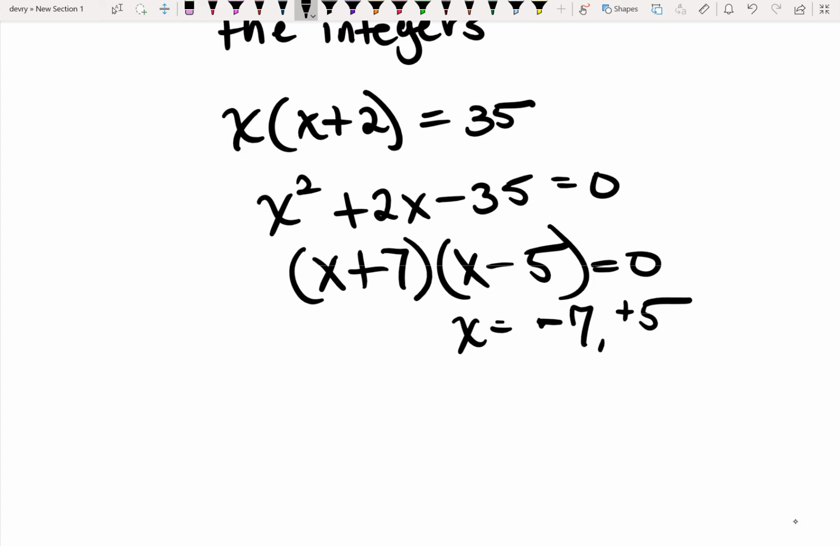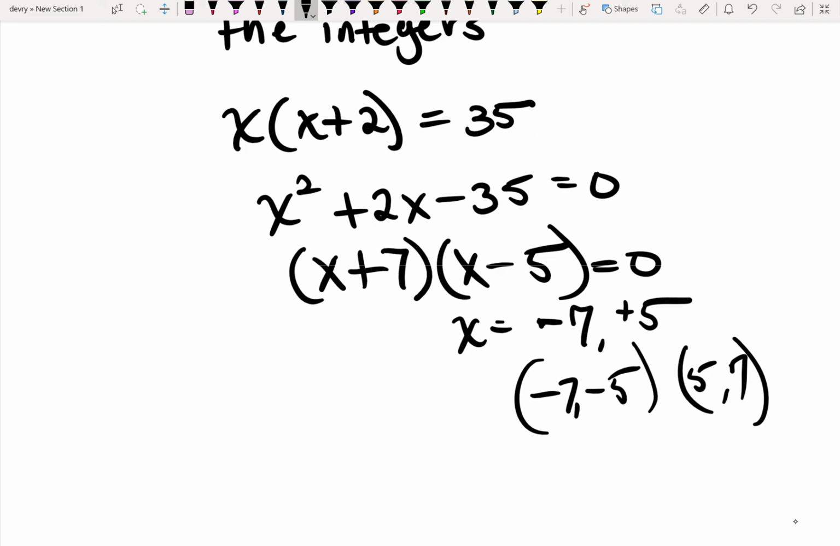According to the textbook, another possible set of answers is -7, -5, 5 and 7 as possible combinations. If you're factoring, this is your answer, period. Okay, just keep that in the back of your mind, just in case.